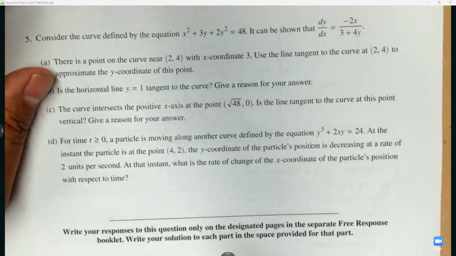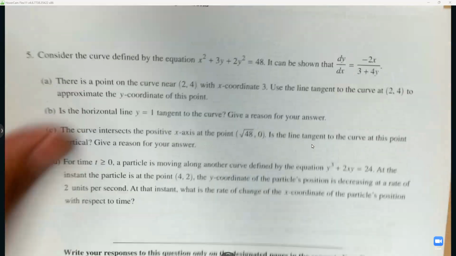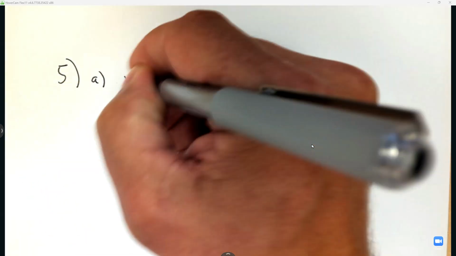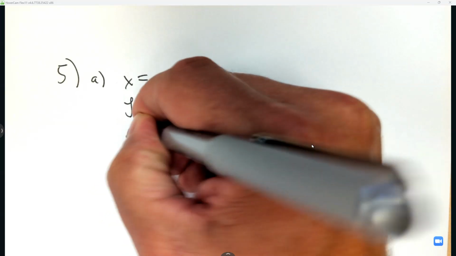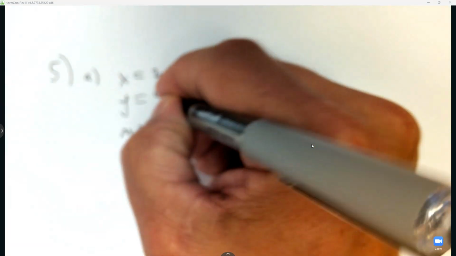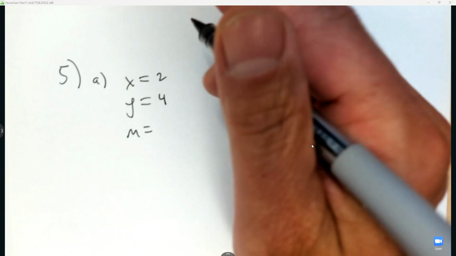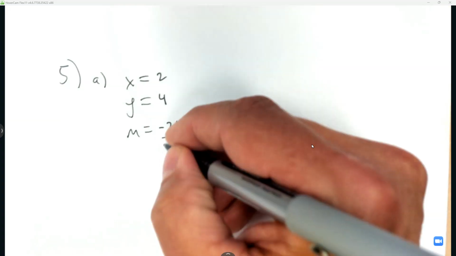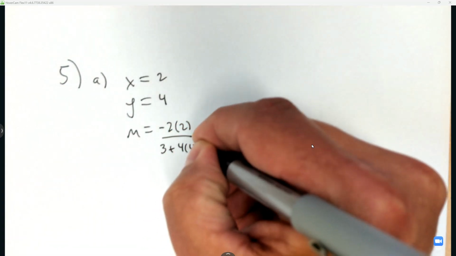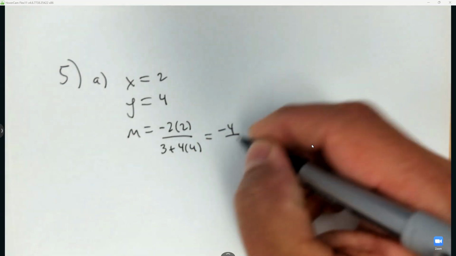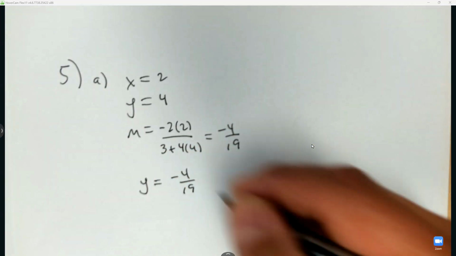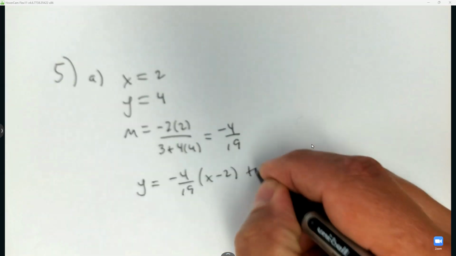So I want to do a tangent line here. So we have 3 values we're looking at, which is the x-coordinate, the y-coordinate, and the slope. So the x-coordinate and the y-coordinate are 2 and 4. To find the slope, we use the derivative, and we're going to plug in 2 for x and plug in 4 for y, and then answer it. And then our equation is going to be the slope, times (x minus 2), plus 4.